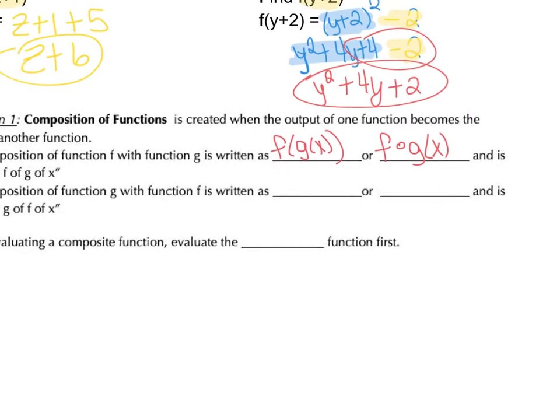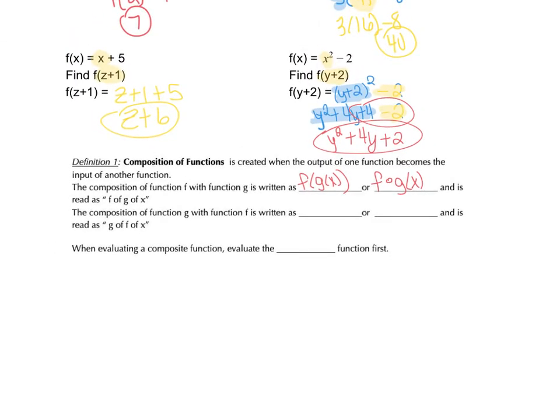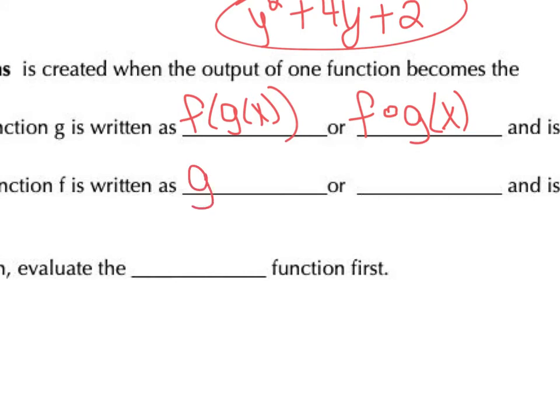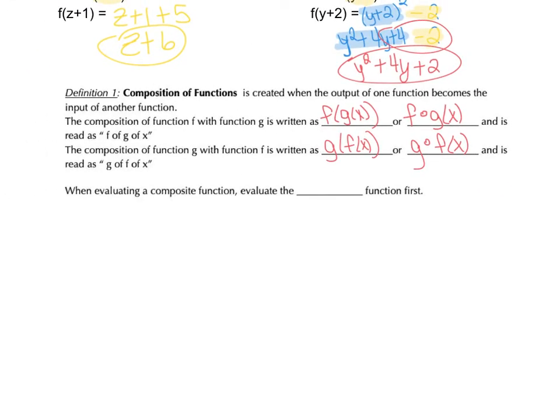And if you had the composition of function g with function f, you would have g of f of x, or you could have g, little circle, f of x. And when you're evaluating these, you always do the inside function first. So let's take a look at what that actually looks like.